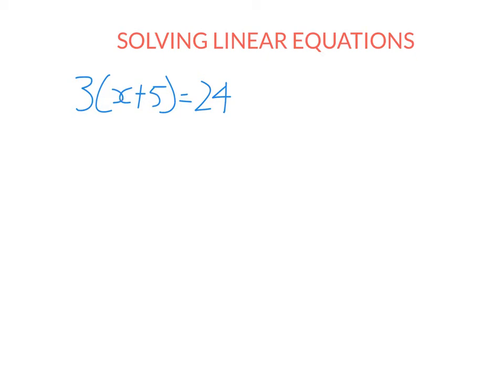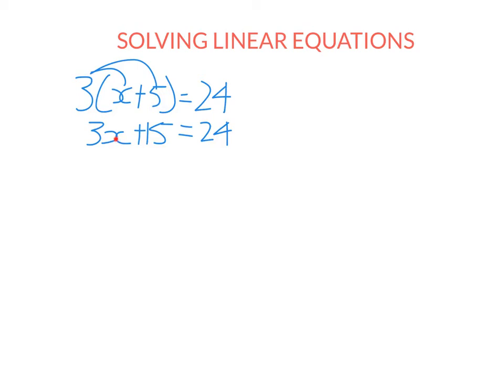So in order to find the solution, we undo what's been done to x. Now, sometimes we want to simplify the equation first. So here I'm going to make it a little simpler by expanding the brackets. Remember, I go 3 times x and then 3 times 5. So now I'm ready to solve. I'm going to undo everything that's been done to x.